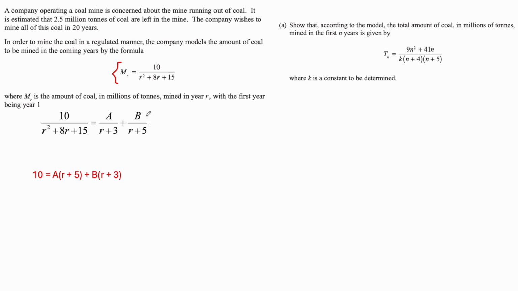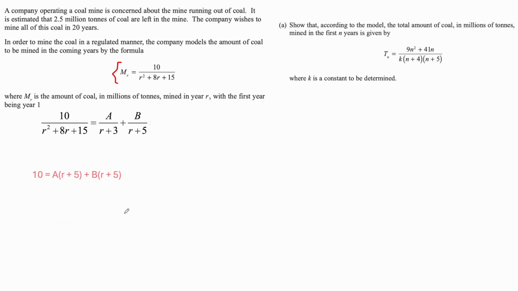And then to find out A and B individually, we just set r to either minus 5 or minus 3 to make one of these values 0. I'm going a bit fast, but it's self-explanatory. So r equals minus 5. 10 will equal A(minus 5 plus 5), which is just 0, so it cancels out, plus B(minus 5 plus 3), which is minus 2. So 10 equals minus 2B, and B will equal minus 5.